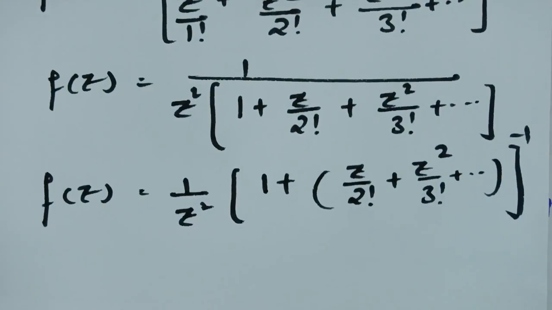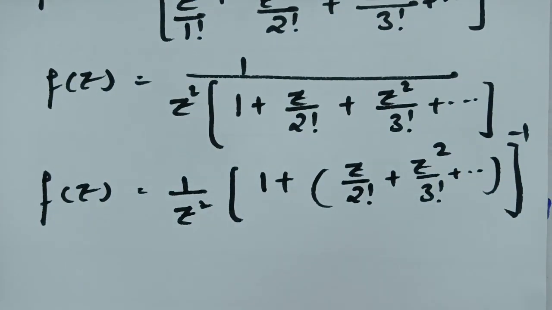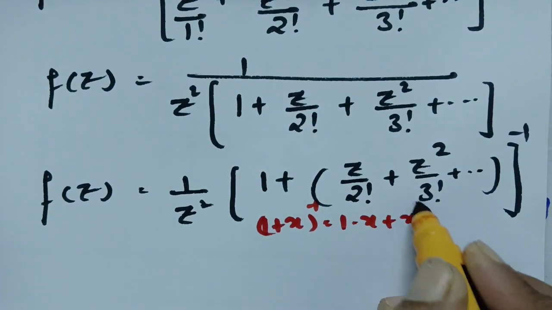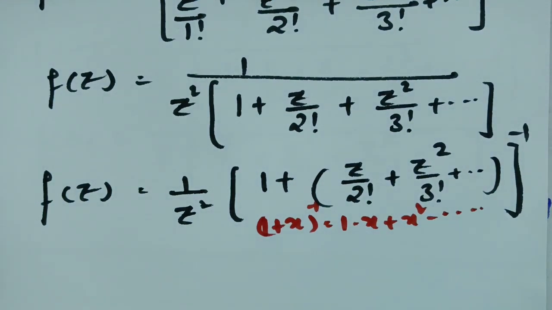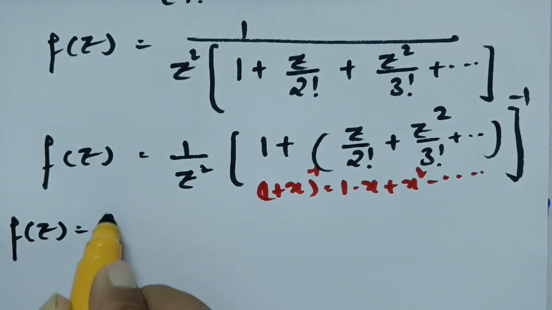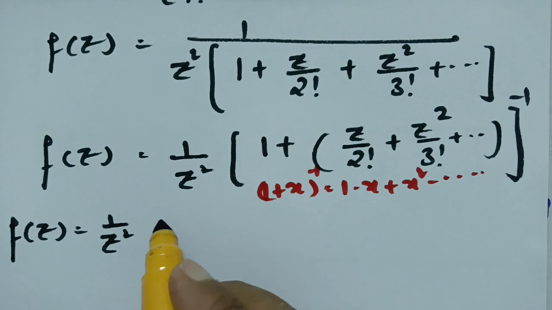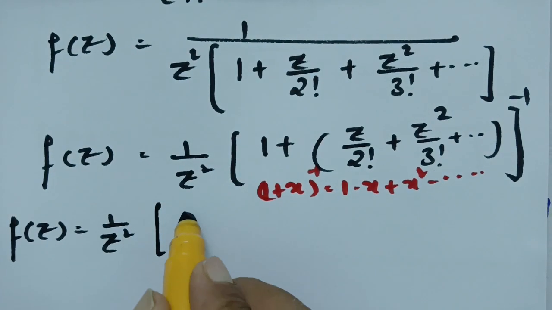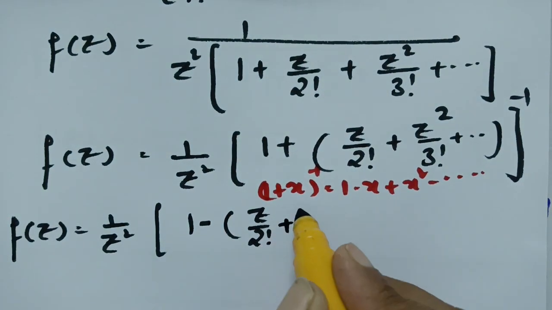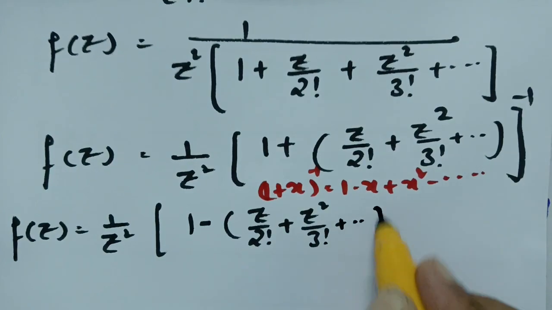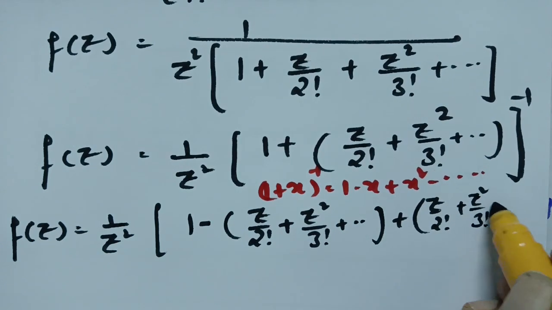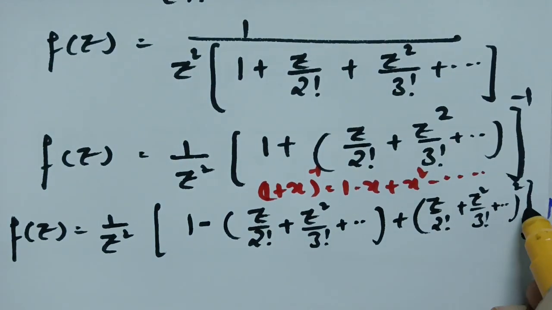whole inverse. So as you know, (1 + x) inverse can be written as 1 − x + x² − and so on. So if I expand in that kind, f(z) will become 1/z² times, considering the whole thing as x, (1 − (z/2! + z²/3! + and so on) + (z/2! + z²/3! + and so on) whole square + and so on).